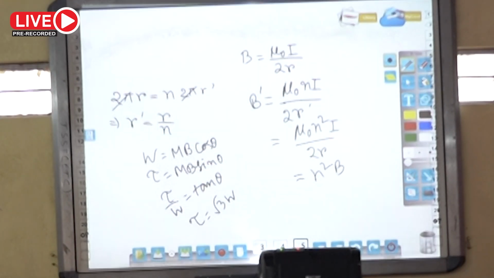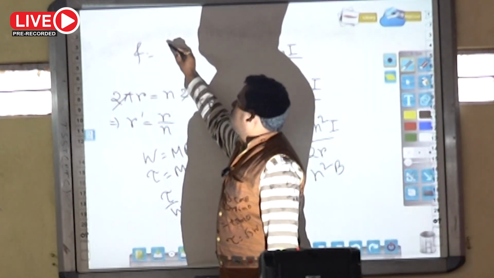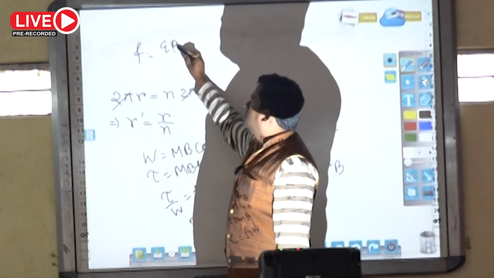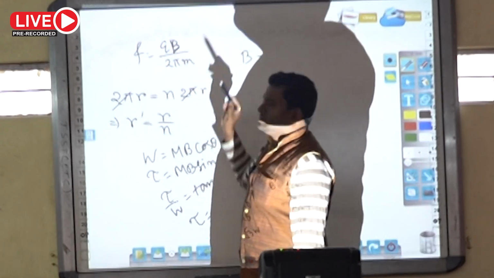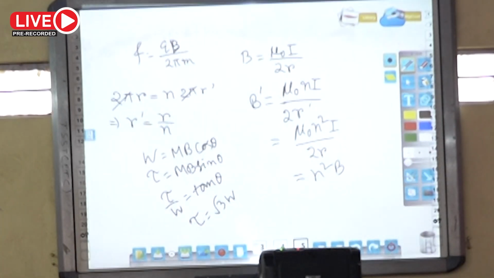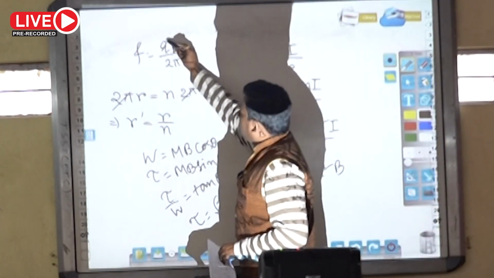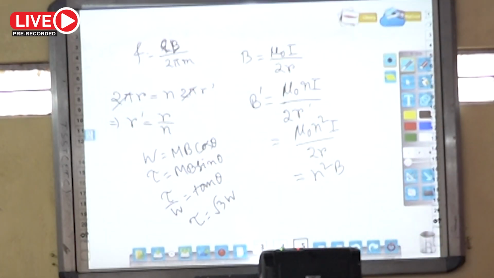Second one is also a direct formula. Just use this, F equal to QB by 2 pi m, cyclotron frequency. Just put the values. Magnetic field strength given, e by m ratio. Q is e actually. So Q by m is e by m ratio. Electronic charge is denoted by e. So e by m ratio given, B is given, then divide by 2 pi and find frequency.